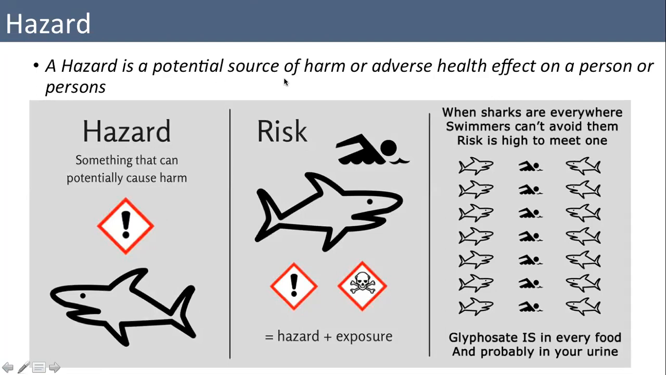A hazard is a potential source of harm, right? It's a potential thing or adverse health effect on a person or persons, right? When sharks are everywhere, swimmers can't avoid them, right? We can't avoid them. Risk is high to meet one. So the hazard is there, but when we meet such an animal, a fish, then there is a risk.